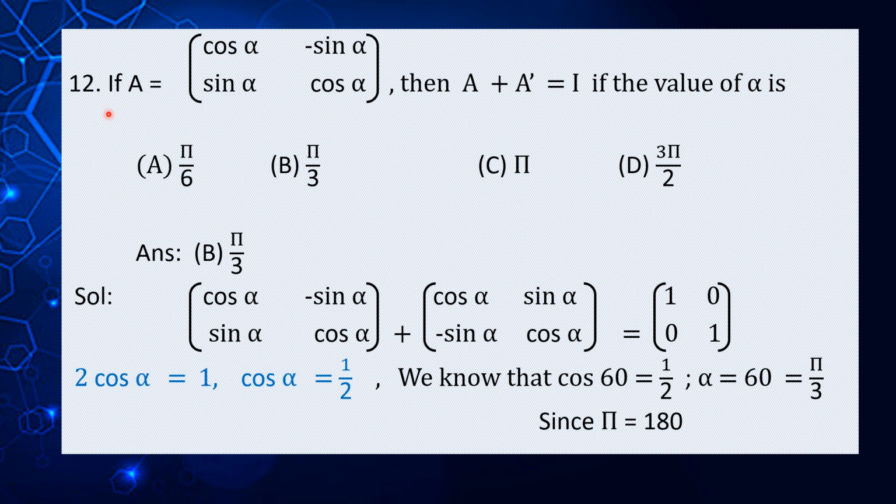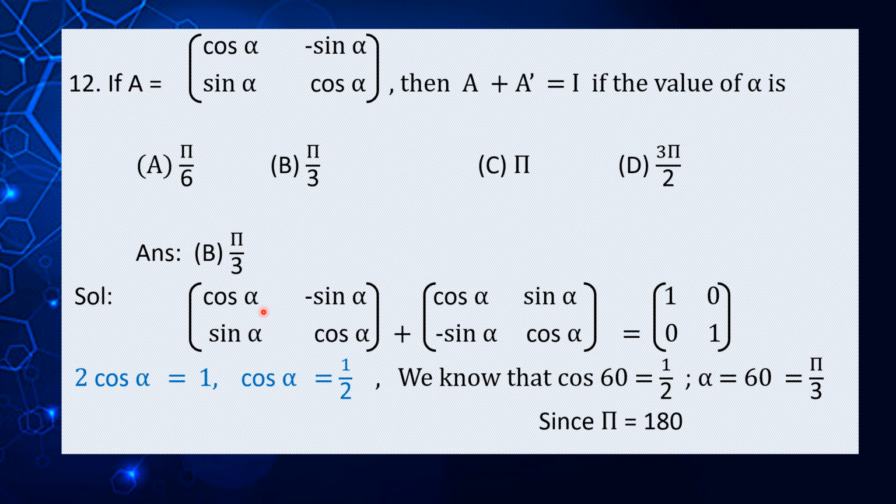12th question. If A is equal to [cos alpha, minus sin alpha; sin alpha, cos alpha], then A plus A transpose is identity matrix if the value of alpha is. So the options are A pi by 6, B pi by 3, C pi, D would be 3 pi by 2. Answer would be pi by 3 because the solution is like this.